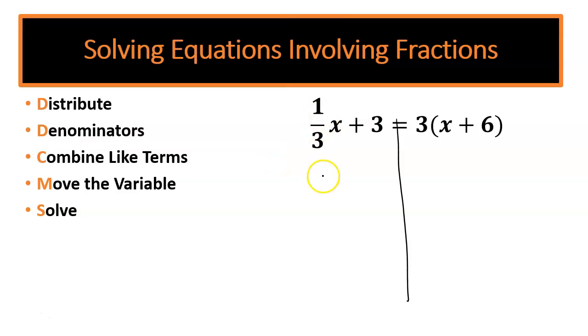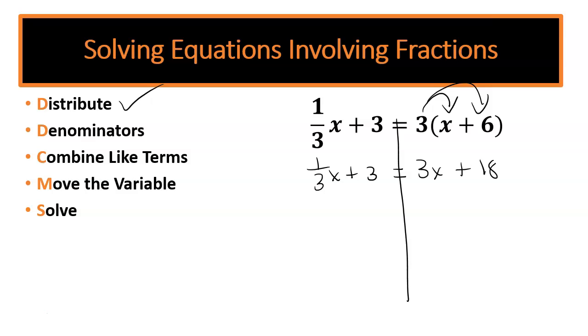Right, so the first step is still distribute. So I don't have anything to distribute on this side. So I'm going to bring down 1/3 x plus 3 equals. Then I'm going to distribute over here. 3 times x is 3x. 3 times 6 is positive 18. So now I have 1/3 x plus 3 equals 3x plus 18.